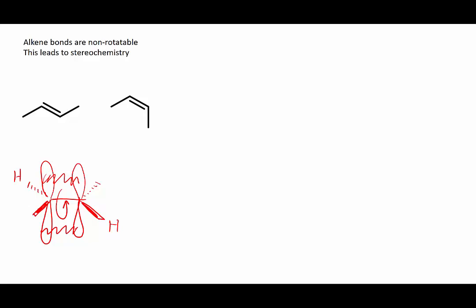If we can't rotate this bond around, then this methyl group and this methyl group are on opposite sides of the alkene. We would call this trans. In the other example, this methyl group and this methyl group are on the same side of the alkene. This would be cis. So if we were to name these molecules, we could say that these are both 2-butenes, but one of them is trans 2-butene, the other one is cis 2-butene.